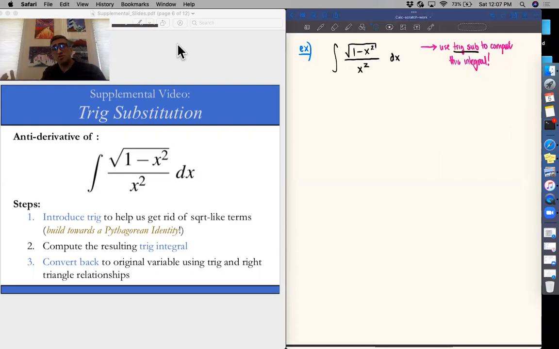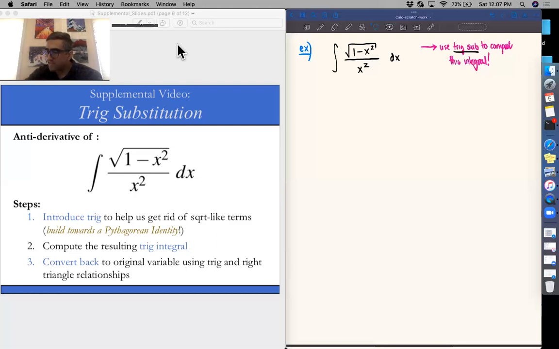Once we've introduced trig, we're going to be left with a trig integral, an integral fully in terms of trig functions, that we'll compute using trig identities or other types of ideas. And the third thing: once we have our antiderivative from that trig integral, it'll be in terms of the trig variable theta. We need to convert back to the original variable, which in this case is an x. So for this integral, we're going to use trig sub to compute it.